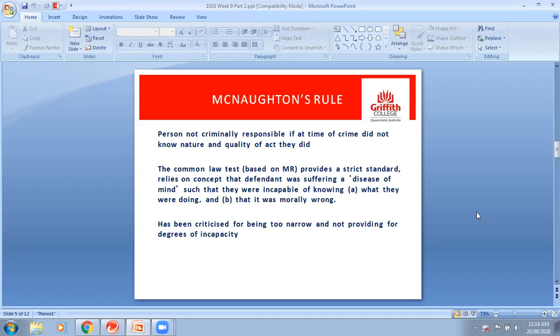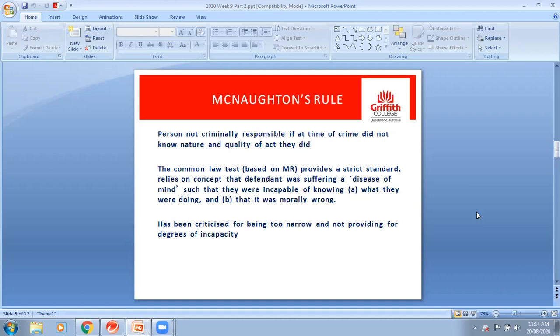M'Naughten's rule came from the 1800s. M'Naughten was one of the first cases in the 1800s to have a plea of insanity accepted by the court. His issues were very similar to Ralph's, as he believed that the government was out to get him. He was a paranoid schizophrenic. So it's all about the person not being criminally responsible if they did not know the nature and quality of the act that they did, because the presumption is always there that everyone who comes before the court is sane.